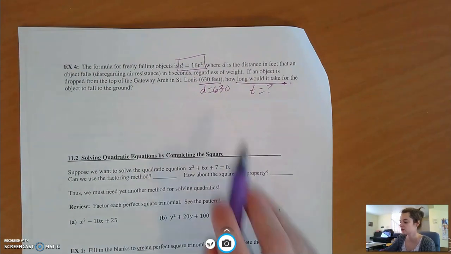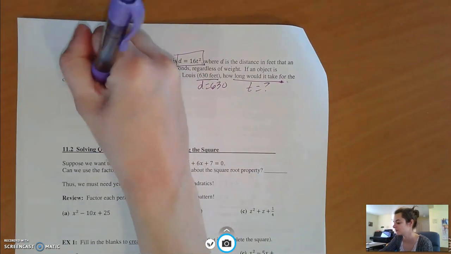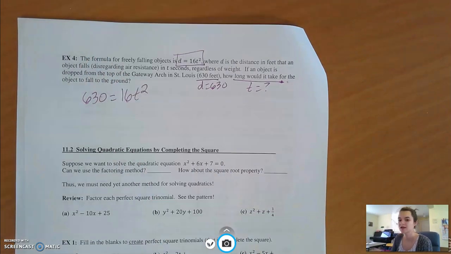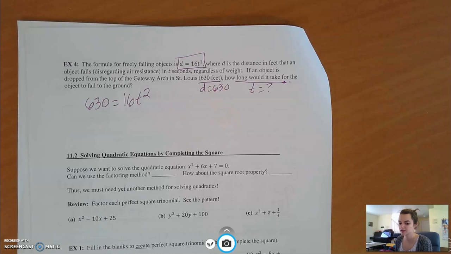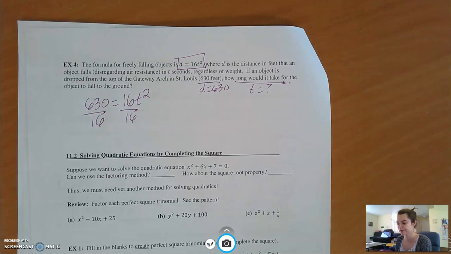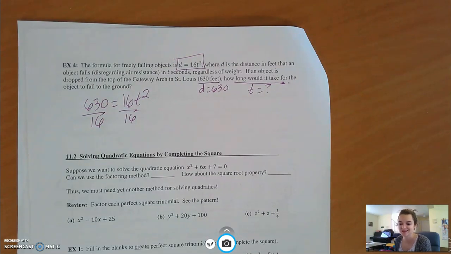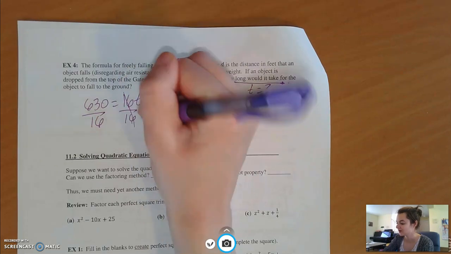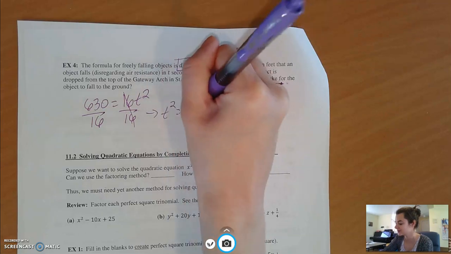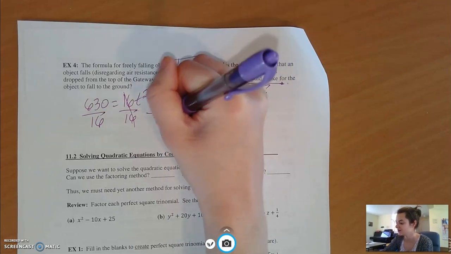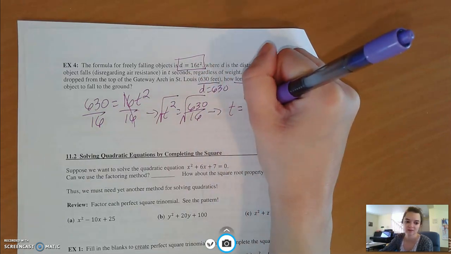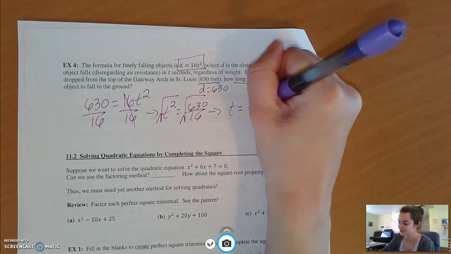So we're just going to plug in 630 for our distance, 630 equals 16t squared, and solve for t. Okay, to solve for t, first thing I would do is divide by 16 on both sides. And unfortunately, it doesn't divide perfectly by 16, but that's okay. So then I'll have t squared equals 630 over 16. Then I can take the square root of both sides, which gives me t equals 3 square root of 70.